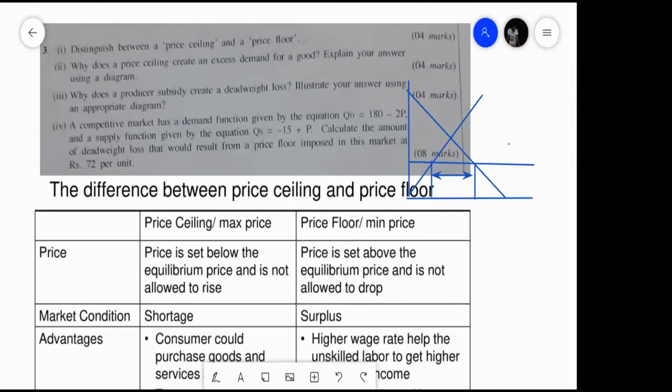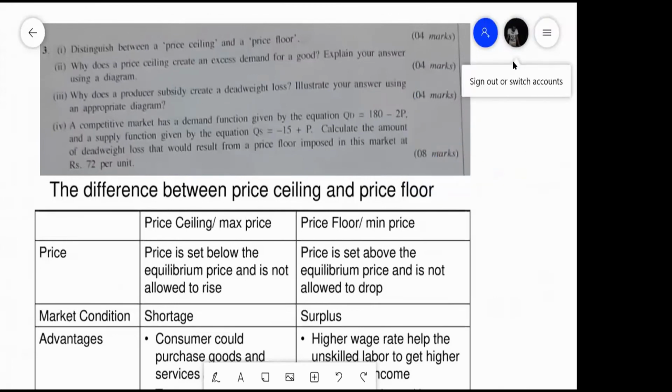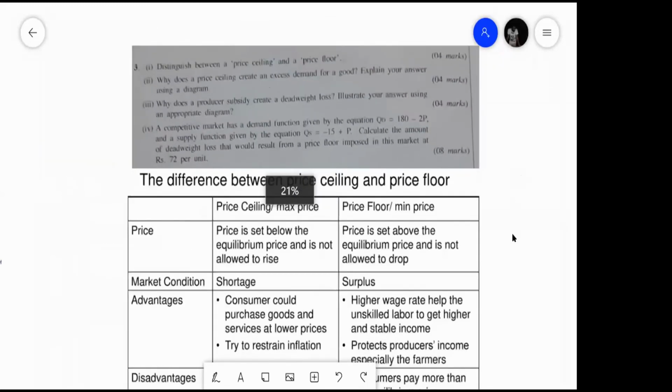Okay. Then the third one. Third one is saying, why does the producer subsidy create a deadweight loss? Illustrate your answer using an appropriate diagram.